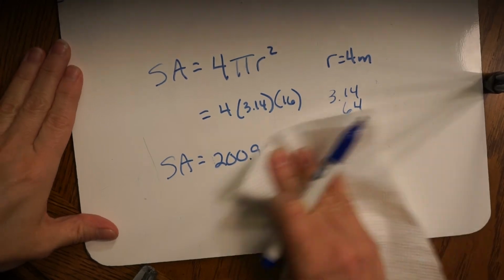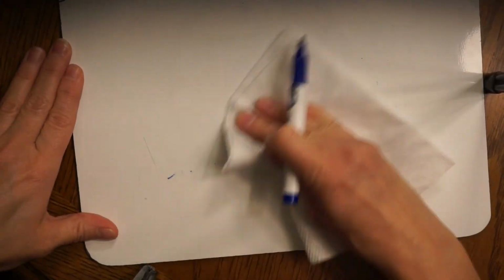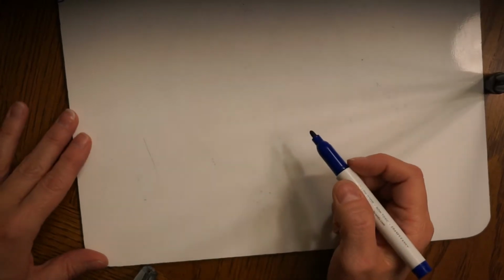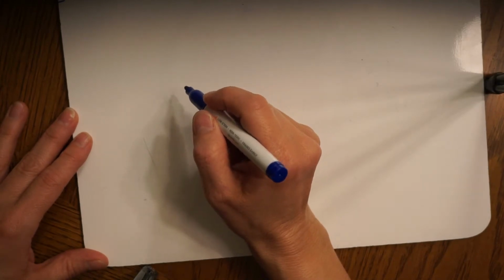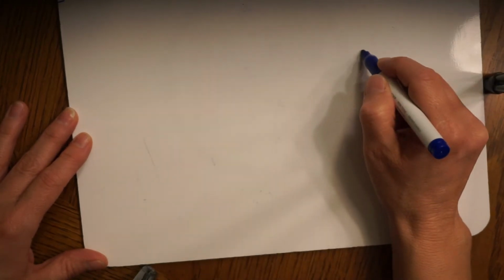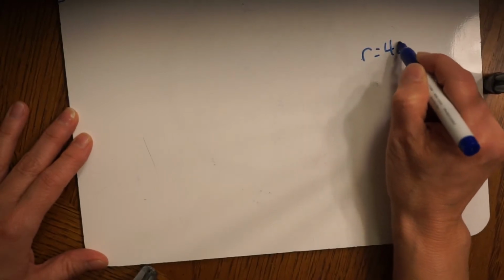So go ahead and do the practice. Go ahead, stop the video. Try and do the practice on your own and then come back and check your answers. We're going to do practice D and E for this. Okay, for D, it says find the volume of a sphere whose radius is 4 inches. So the radius is 4 inches.